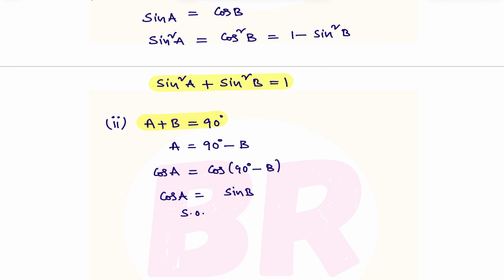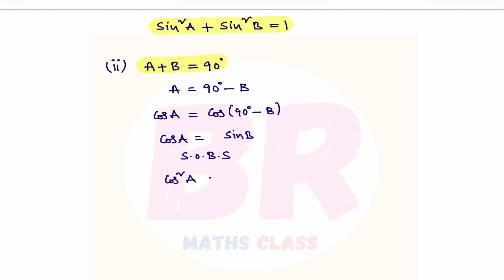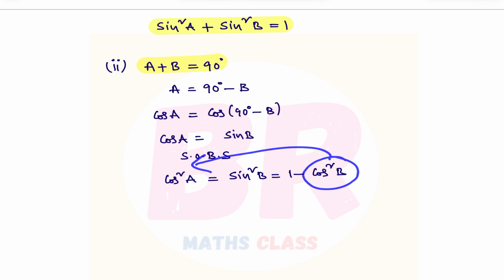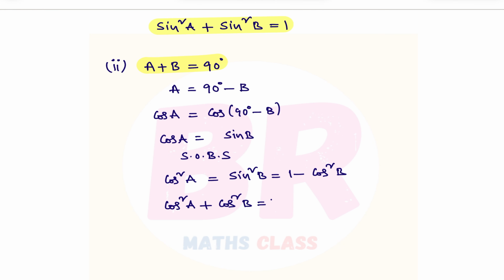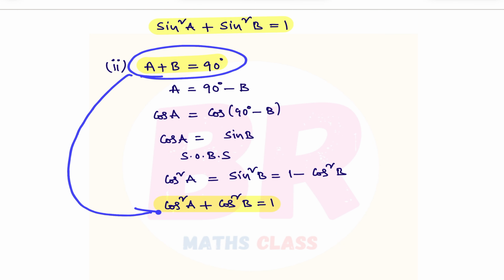Now, you square this on both sides. You will get cos square a equal to sin square b. By using trigonometry formulas, sin square b can be written as 1 minus cos square b. Now, this minus cos square b, you take it to the left hand side. What will you get? You will get cos square a plus cos square b equal to 1. So, if a plus b is 90 degrees, then cos square a plus cos square b equal to 1.